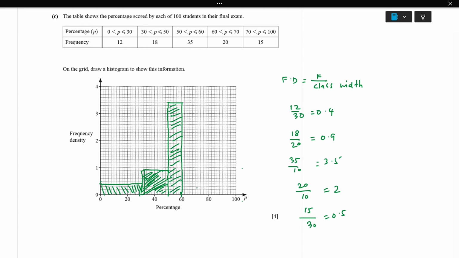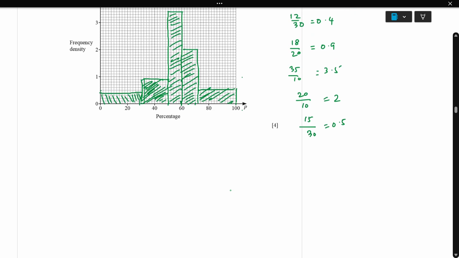Next one is 60 to 70. 60 to 70 until here, which is 2. Next is 70 to 100, which is 0.5, 0.5 until here. Yeah, this is the histogram we've done.